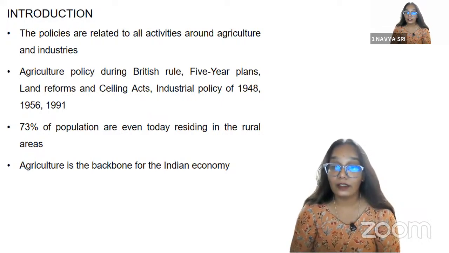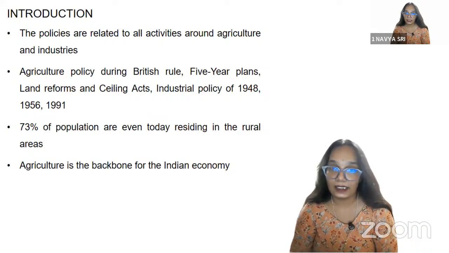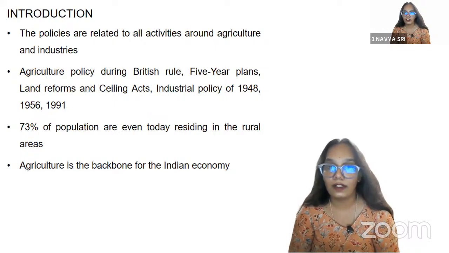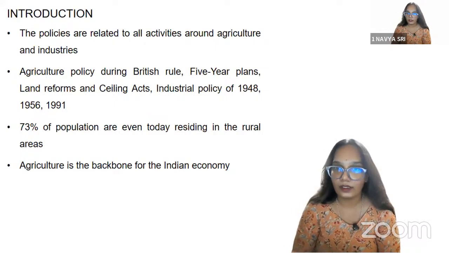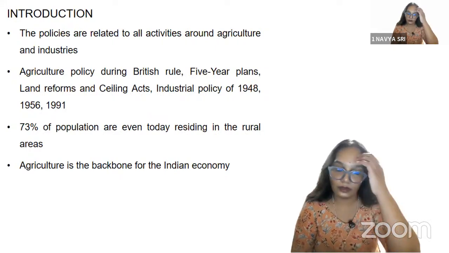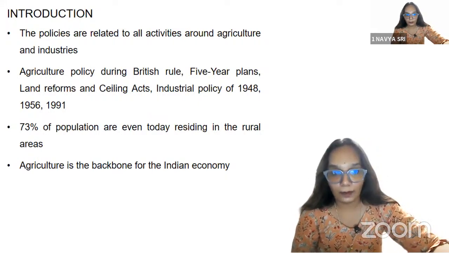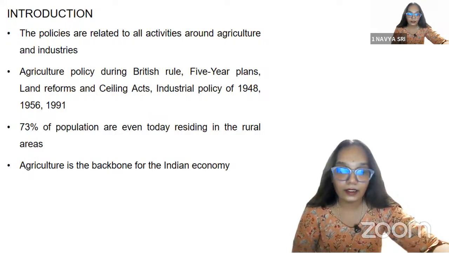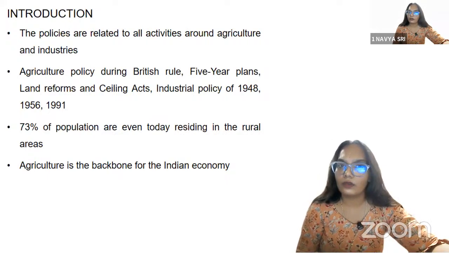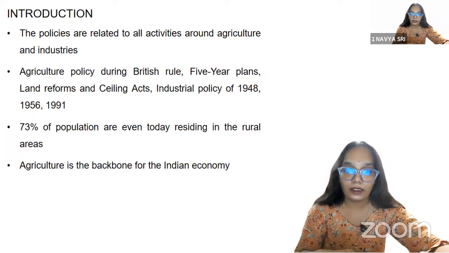So why do we need this industrial or agricultural policy? First, let us talk about agriculture. Till date, we know that 70 plus percent of the population resides in rural areas, and agriculture has been the main source of income for most of these families. In that way, agriculture is considered the backbone of the Indian economy. Agriculture plays a crucial role in keeping the economy intact.